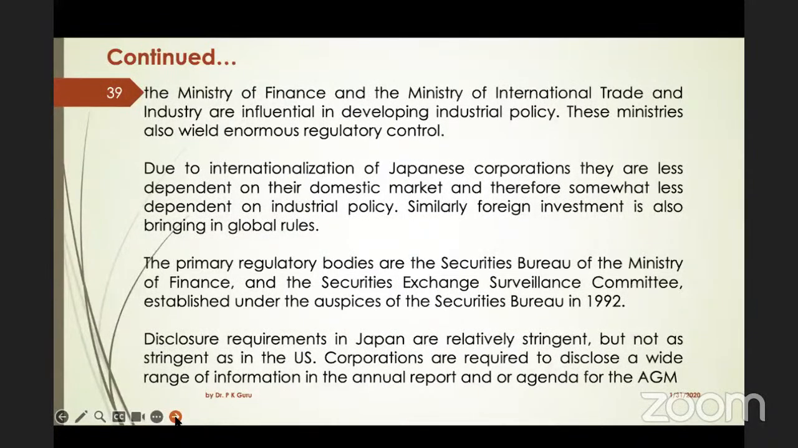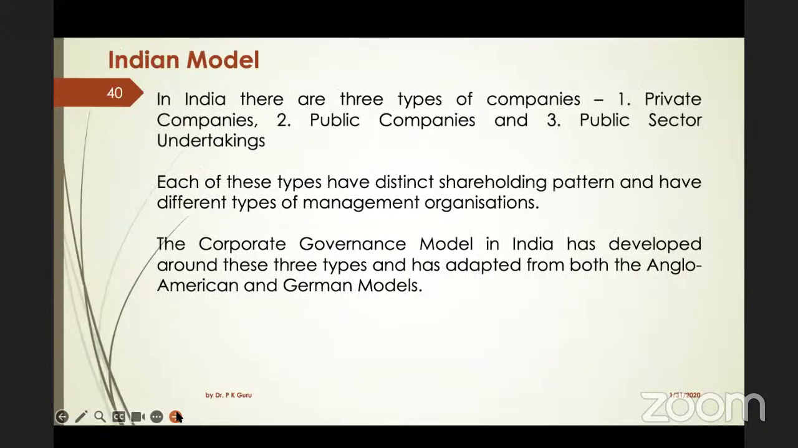Disclosure requirements in Japan are relatively stringent, but not as stringent as in the US, where corporations are required to disclose a wide range of information in the annual report or agenda to the AGM. See, depending on the culture, the way things operate, and the state of the economy, these rules do change. So America is a different society as compared to Japan, and the requirements are different because it all depends on how the society at large operates. Okay, now we'll come to the Indian model.